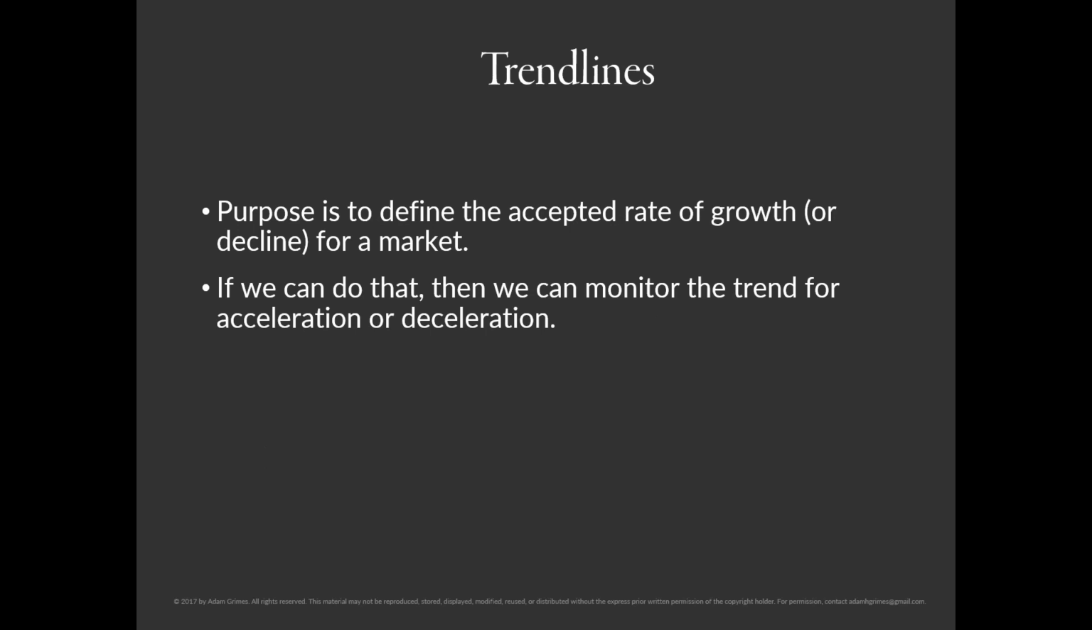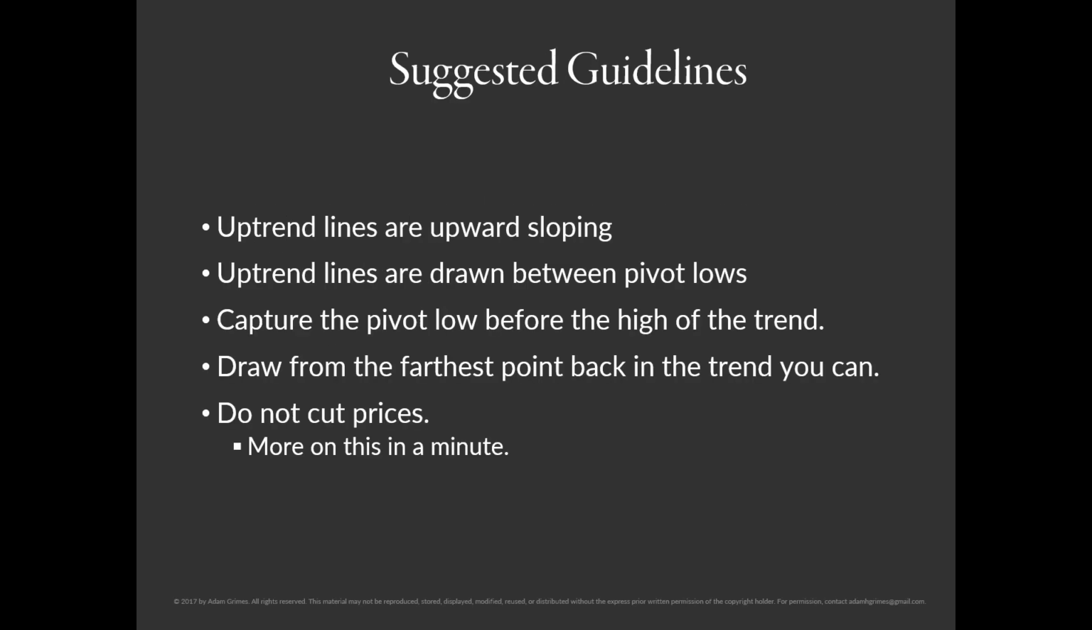Okay, so what is a trend line supposed to do? It's supposed to show us the accepted rate of growth. I'm talking about uptrends here. If we were talking about downtrends, we would say a decline for a market. If we know what the market has accepted as okay, as normal, then we can monitor that trend for some change, for the trend getting faster or slower.